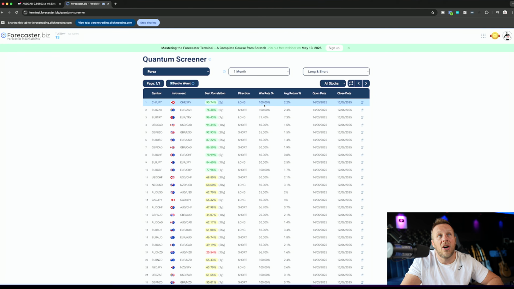And you can see right here we've got a 95.7% high probability setup, right? Swiss yen long position. So if you're not a fan of shorting the market, this is going to be more attractive to you. 100% win rate, 2.2% average return. Let's take a look, right?